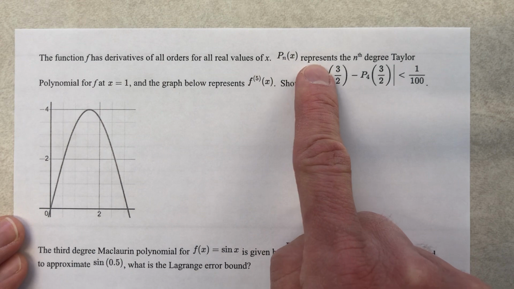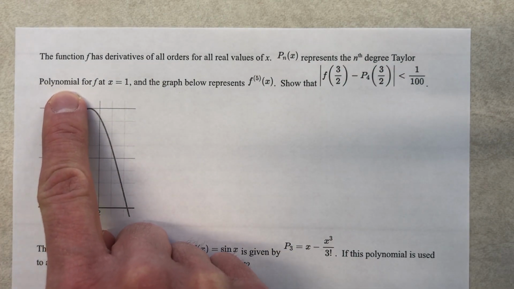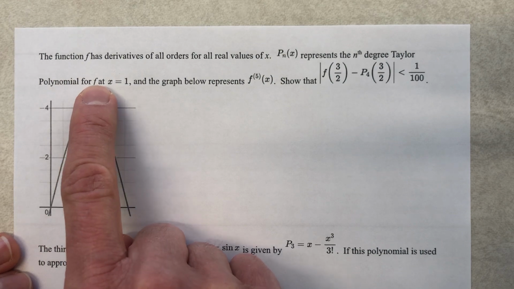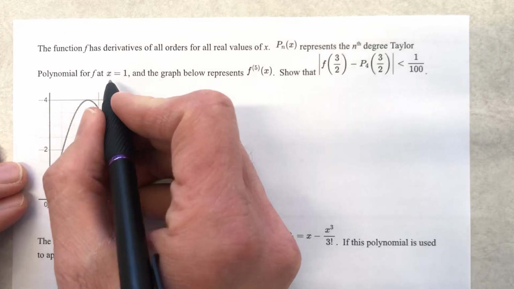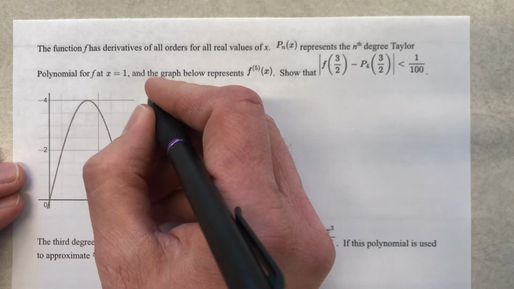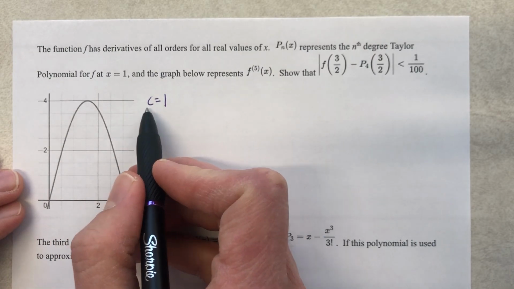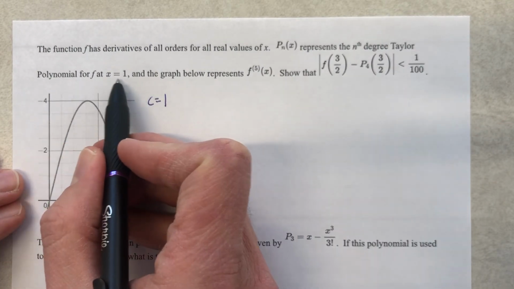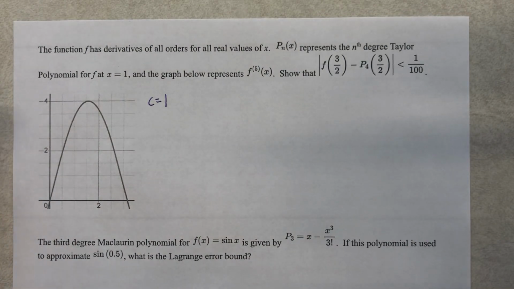P sub n of x represents the nth degree Taylor polynomial. We knew that. That's the representation anyway, for the function at x equals 1. Stop right there. You already are gaining some information. I know this function is centered at 1. I know you're saying x equals 1, but c equals 1? Okay, they told you where it's centered. They used the variable x, but that's where it's centered. I'm just writing down what I know.